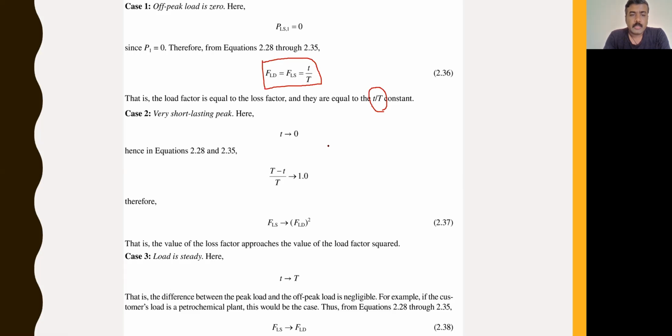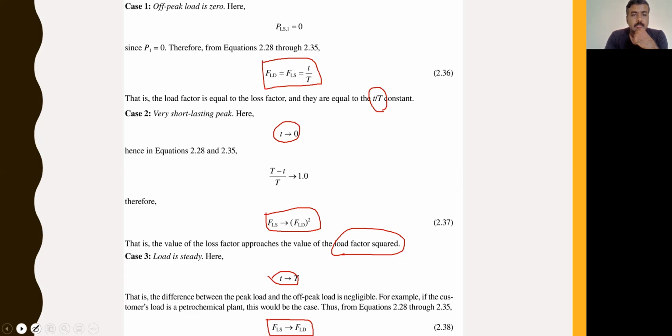Now, if it is a very short lasting peak, that means t tends to 0. In that condition, this total value tends to 1.0. That means the loss factor tends to the square of the load factor. It indicates that the value of the loss factor approaches the square of the load factor. The third case we are assuming is the steady load condition. So that means t directly tends to capital T. So here, from this expression, the loss factor directly tends to the load factor only.